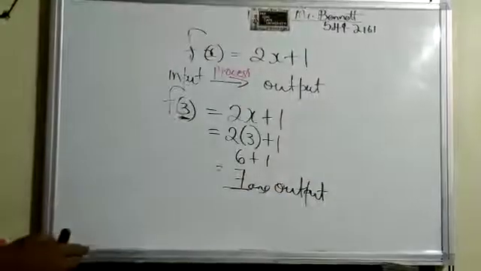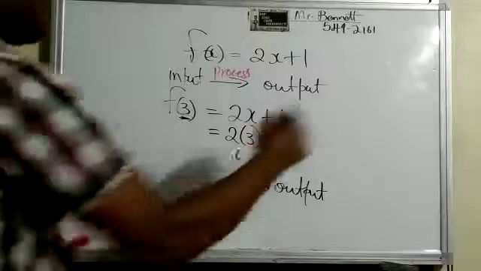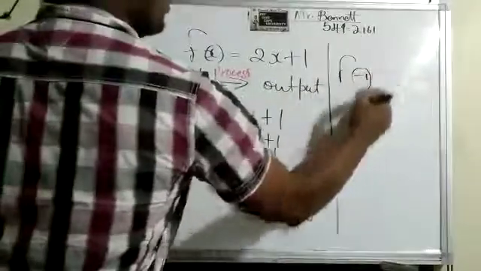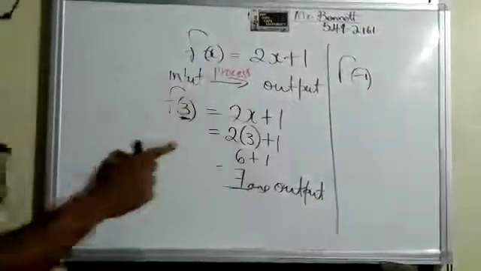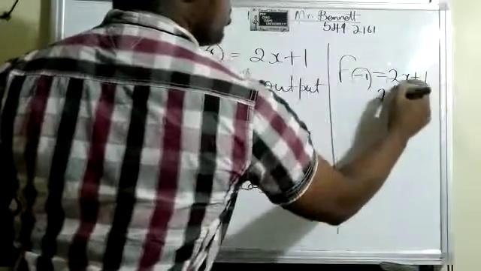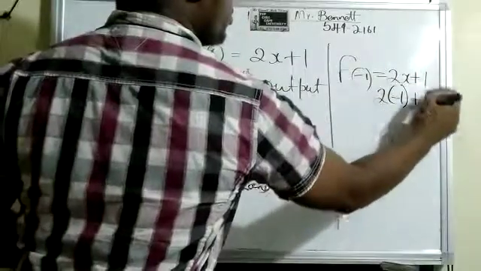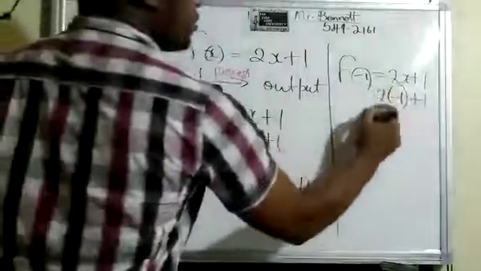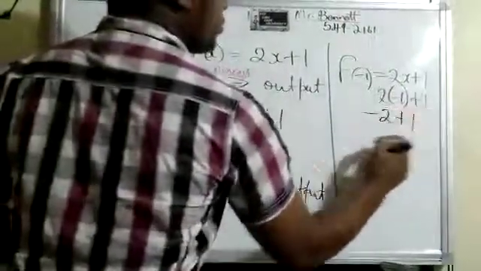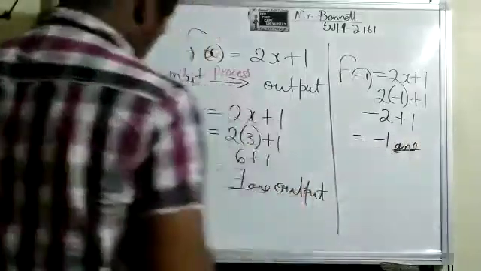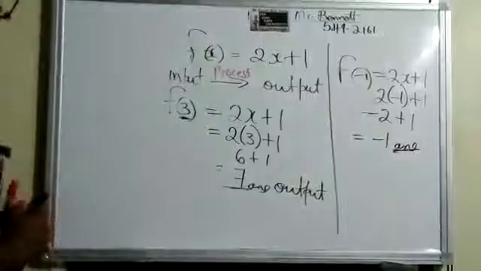Let us look at another one. Say we ask for f of negative 1, same equation. Remember, wherever we see x, we replace x with the value. So that will be 2 times negative 1 plus 1. Expand the bracket, a positive times a negative gives you a negative, and then negative 1. So our output would be negative 1.